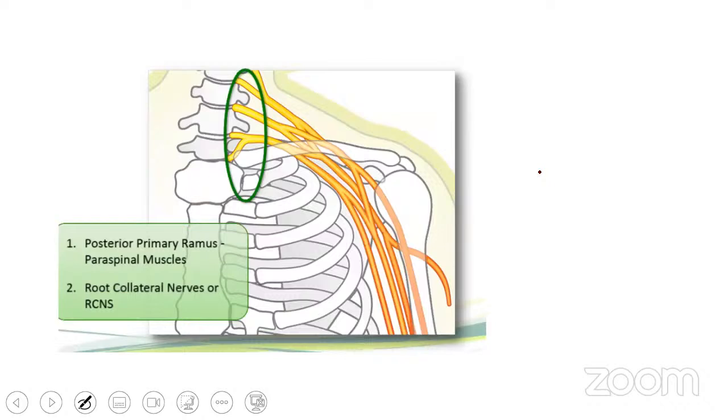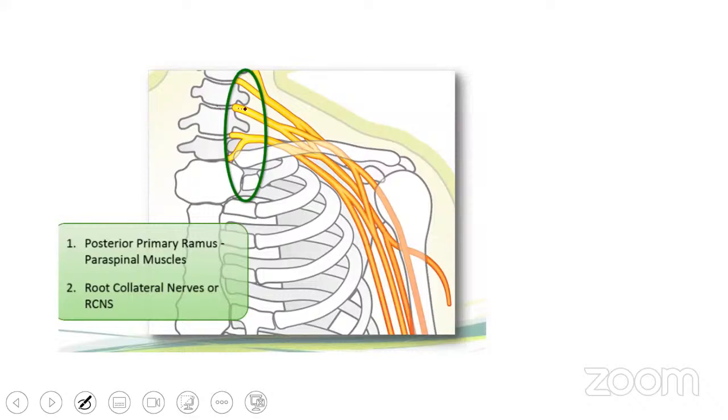The posterior primary ramus supplies the paraspinal muscles, and as I said, the brachial plexus is formed by the anterior primary rami. As the nerve comes out from the intervertebral foramina, the spinal nerve divides into anterior primary ramus and posterior primary ramus. The posterior primary ramus supplies the paraspinal muscles, and some root collateral nerves arise, that is the dorsal scapular, and one nerve comes from the trunk, that is the suprascapular nerve in the brachial plexus.